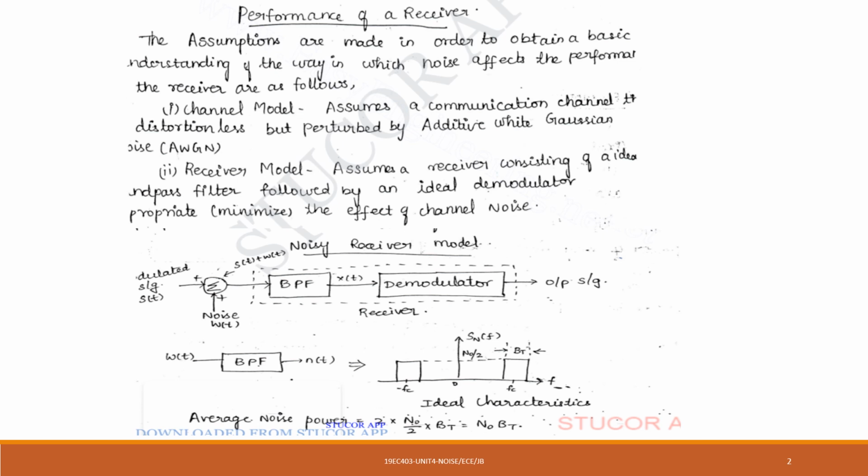So the diagram represents the receiver model, where you have ideal characteristics for both bandpass filter as well as the demodulator section. And here this represents the graphical waveform for ideal characteristics, where the power spectral density is N0 by 2. Since we assume it is additive white Gaussian noise, the power spectral density for the white noise is always N0 by 2.